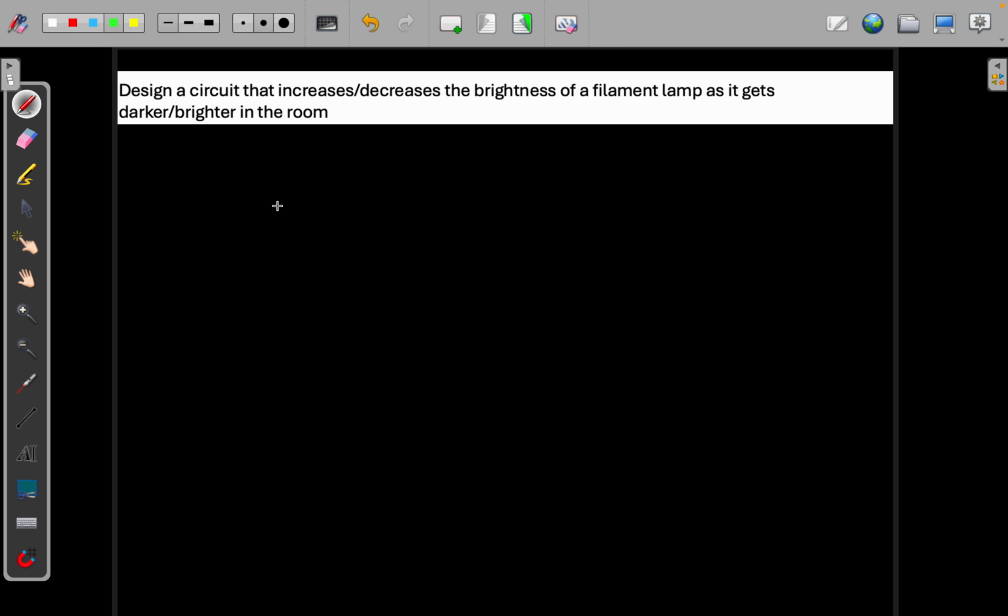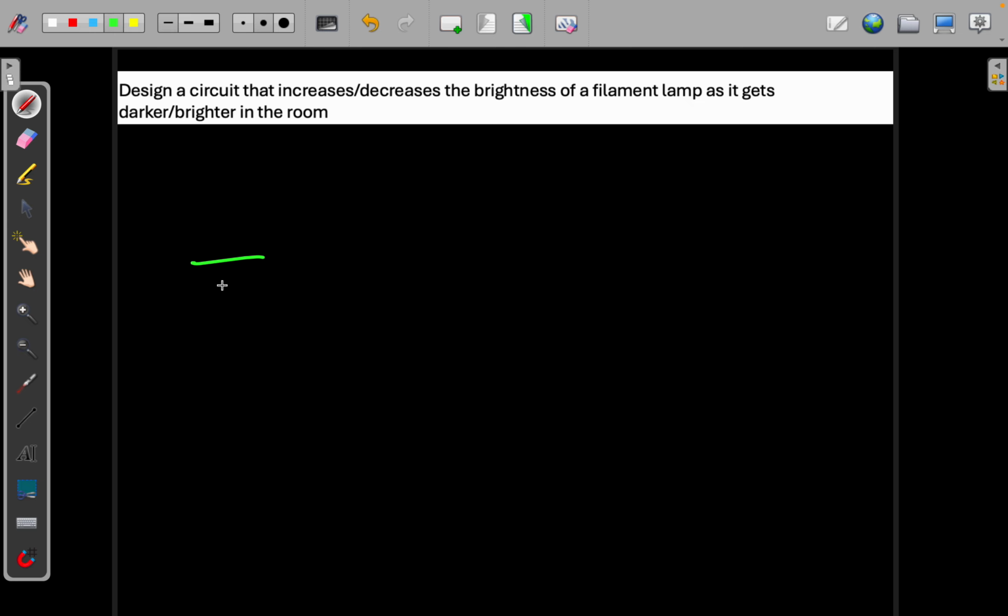Question 12, we've got to design a circuit that increases the brightness of a lamp as it gets darker, or decreases the brightness of a lamp as it gets brighter. So probably one of the most difficult questions in the test, really. If these had been switched around, the question would have been much easier. But so much more difficult, this one.